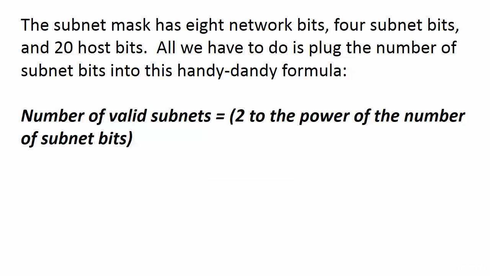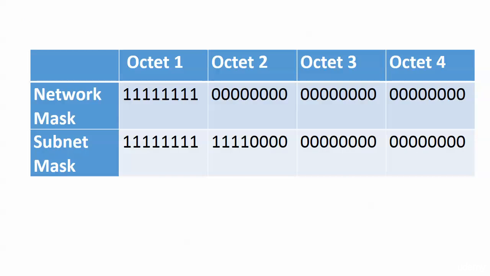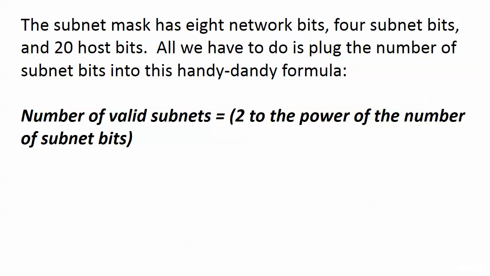So what, you ask? Well, here's why we care. Because we have to plug the number of subnet bits into this handy-dandy formula. And I hesitate to even call it a formula because that makes it sound complicated. It's not complicated at all. The number of valid subnets equals 2 to the power of the number of subnet bits. So how many subnet bits do we have? We have 4. 2 to the 4th power is the number of valid subnets.